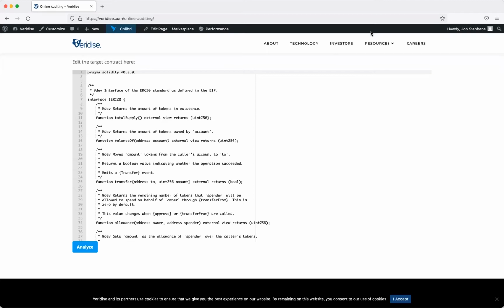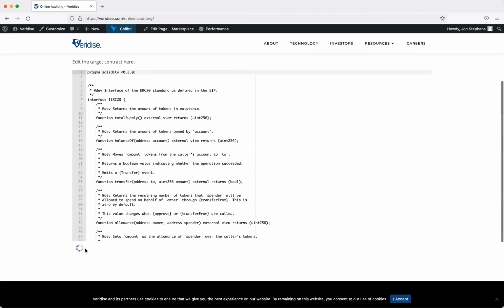Today, I'm going to show you Veridise's real-time smart contract auditing service. Let's get started. Here, you can see an interface where someone can upload their contracts. To audit the contracts in this editor, simply click the Analyze button. This sends the contracts to a Veridise server that runs them through our automated auditing toolchain.